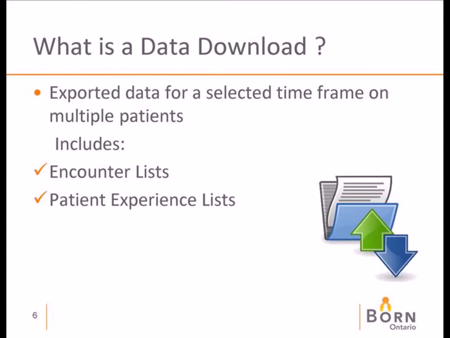So what is a data download? The data downloads are exported data for a selected time frame that provides all the data in either an encounter for multiple patients or for the patient's entire experience. These are encounter lists if you just want to query something that happened, for instance, in the labor encounter. Or the patient experience list would give you every data element in labor, birth, and postpartum for a mom that has been entered into the Bourne Information System, so that you can do cross-encounter queries.